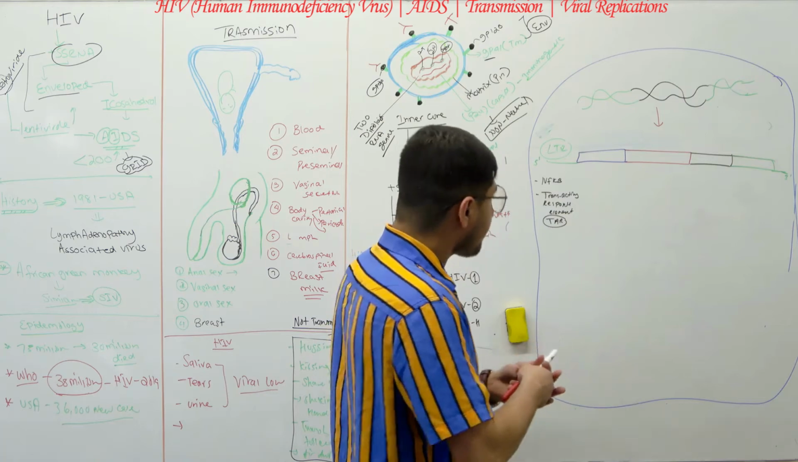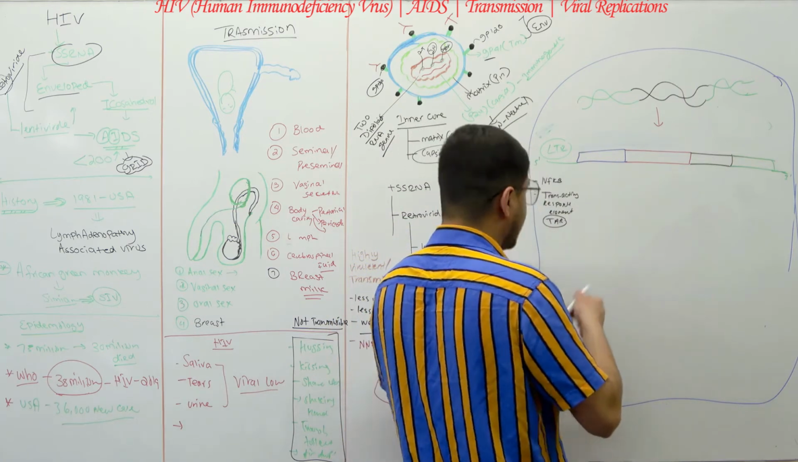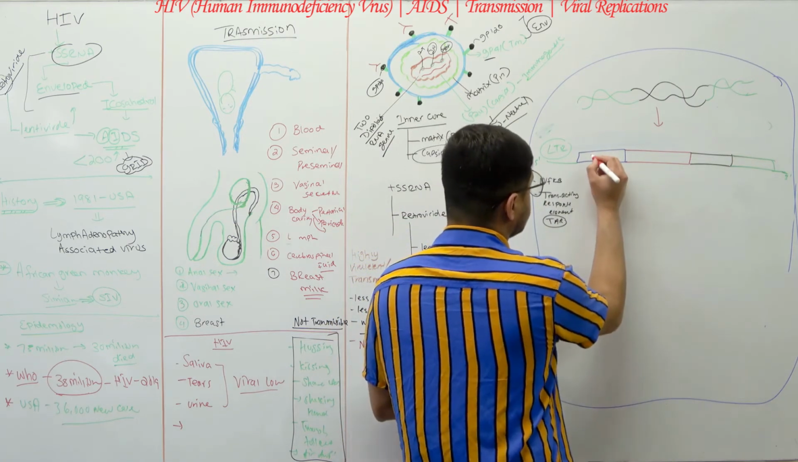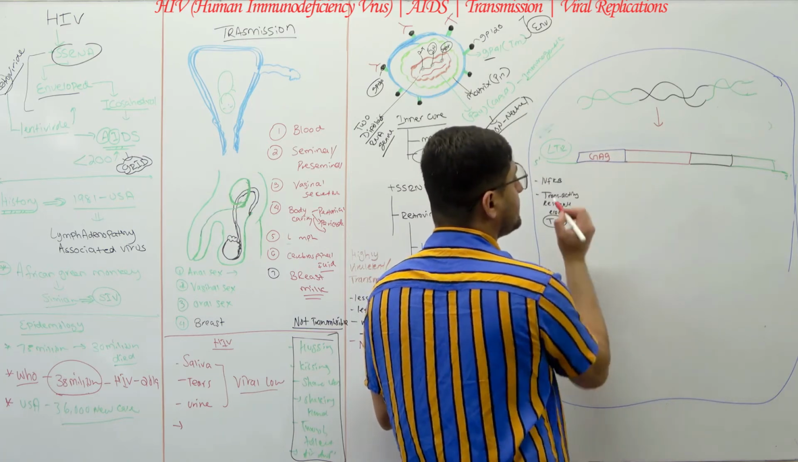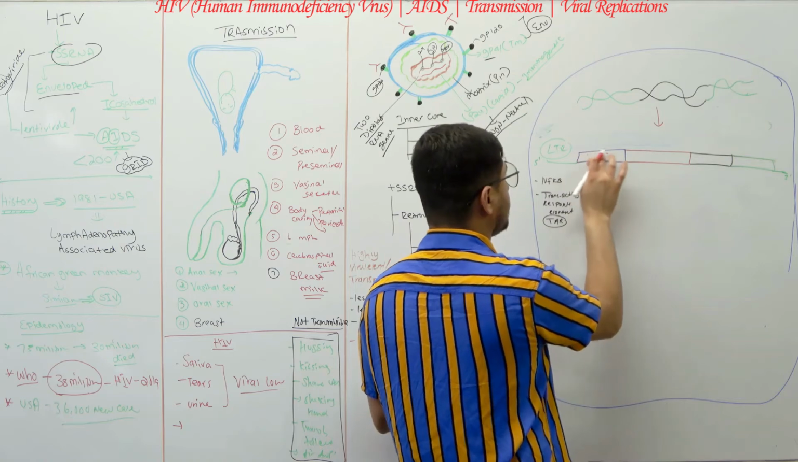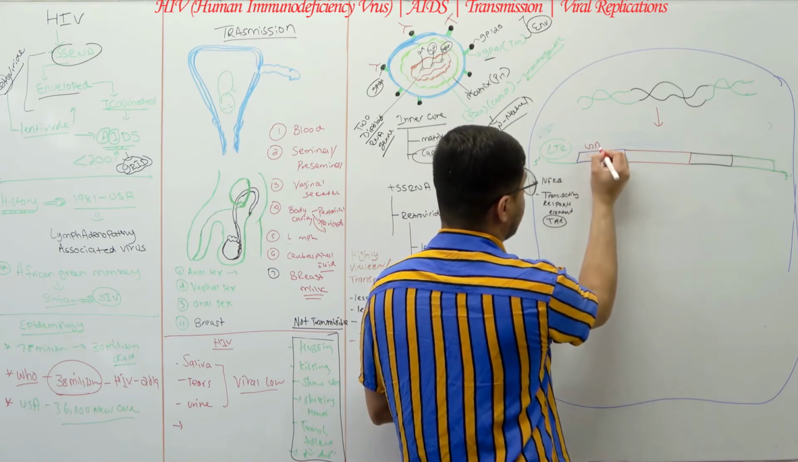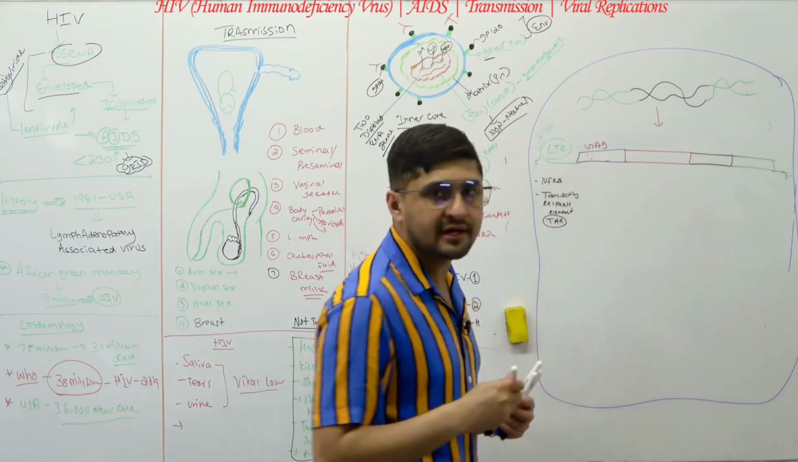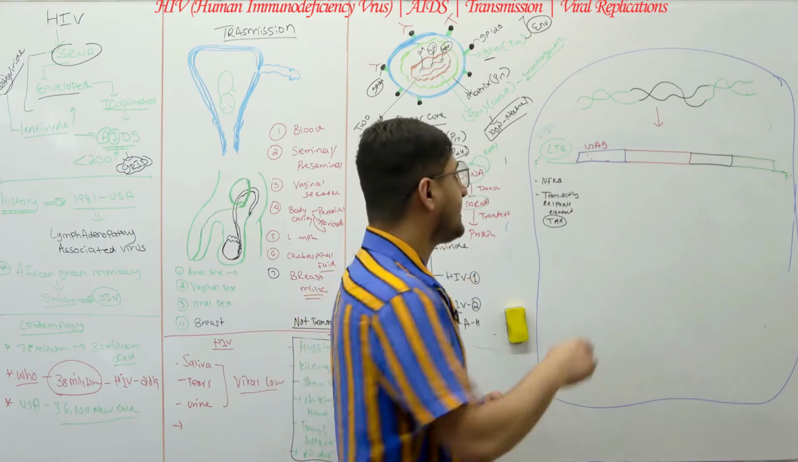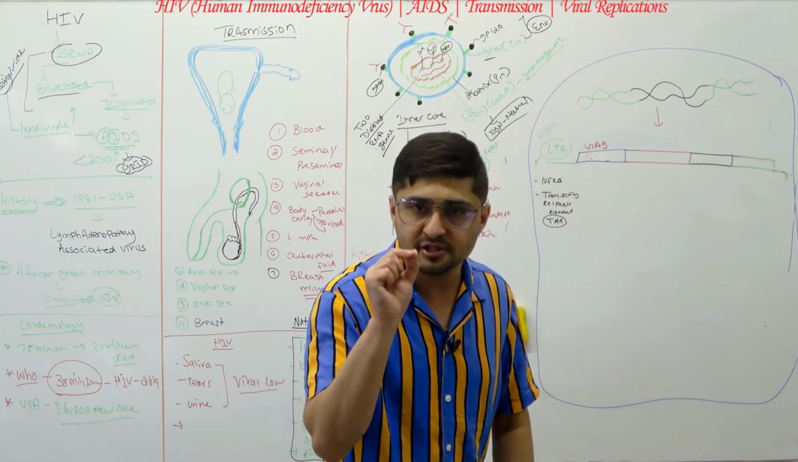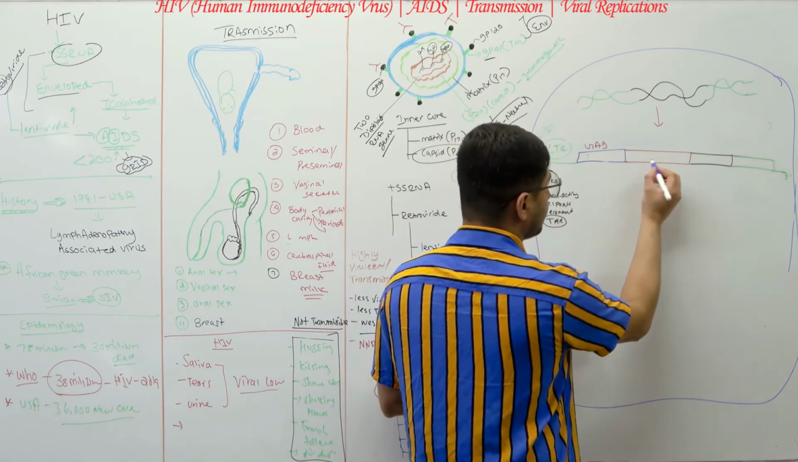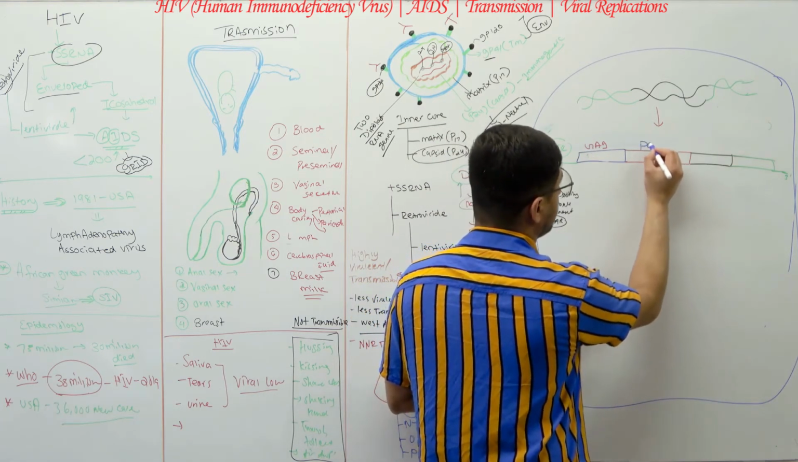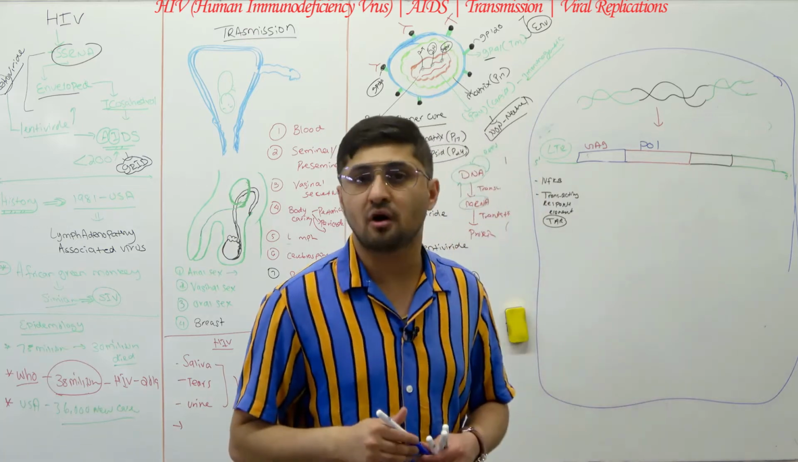Now, in here it has a gene. This is a gene, okay? This gene is called the GAG gene. Glycoaminoglycans, okay? I'm gonna write it down here actually. It is called the GAG gene. It is glycoaminoglycans, did I say that? Actually, it's incorrect. GAG refers to group-specific antigens, all right? And this gene right here is called the POL gene, referring to polymerase, all right?